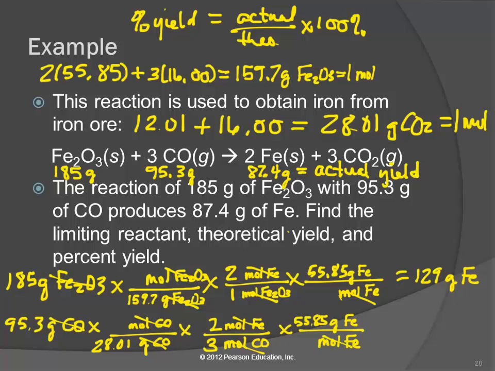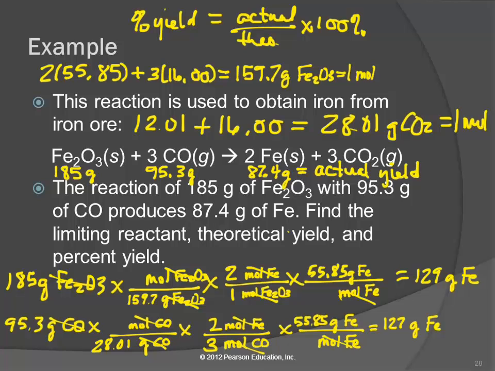95.3 divided by 28.01 times 2 divided by 3 times 55.85 equals, and that one rounds to 127 grams of Fe. Wow, those are really close. We haven't seen one so close before.